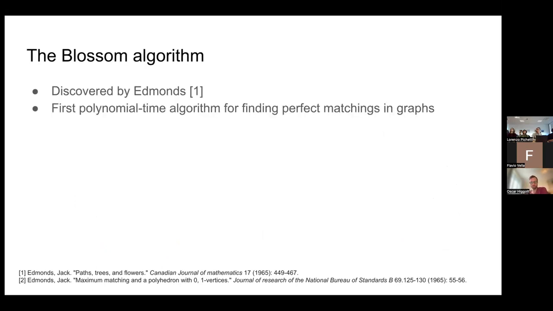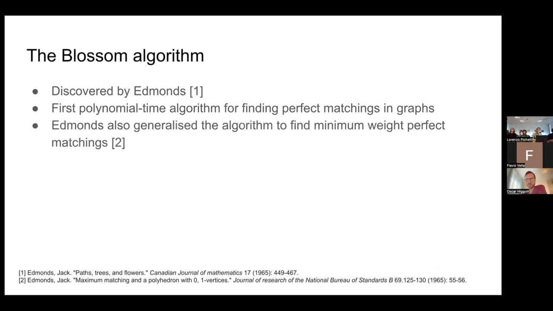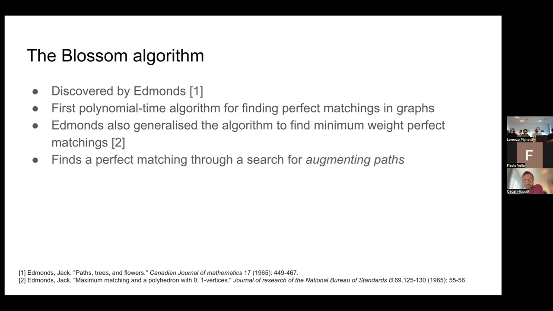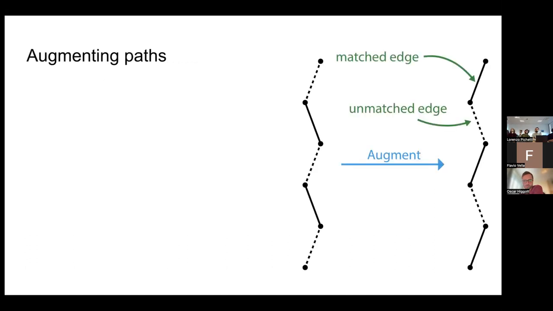So what is the Blossom algorithm? Well, it was discovered by Edmonds, and it was the first polynomial time algorithm for finding perfect matchings in graphs. Edmonds also generalized it to find minimum weight perfect matchings, which is what we're using. And it finds a perfect matching through a search for these augmenting paths.